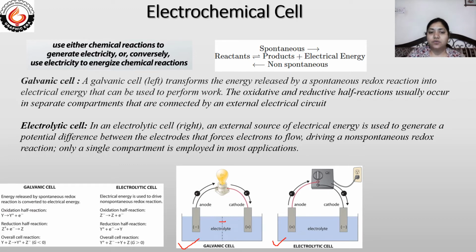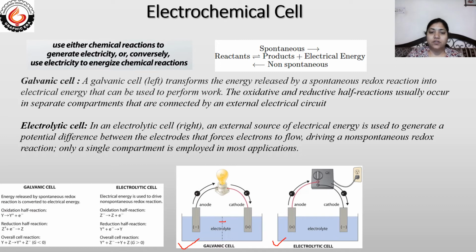So these two are the major difference in the assembly. And third difference, you already know that this galvanic cell is a spontaneous redox reaction, whereas in case of electrolytic cell it is a non-spontaneous reaction. In case of galvanic cell, the chemical reaction provides the electrical energy, whereas in electrolytic cell the electrical energy gives the chemical change. It is required for some chemical reactions.